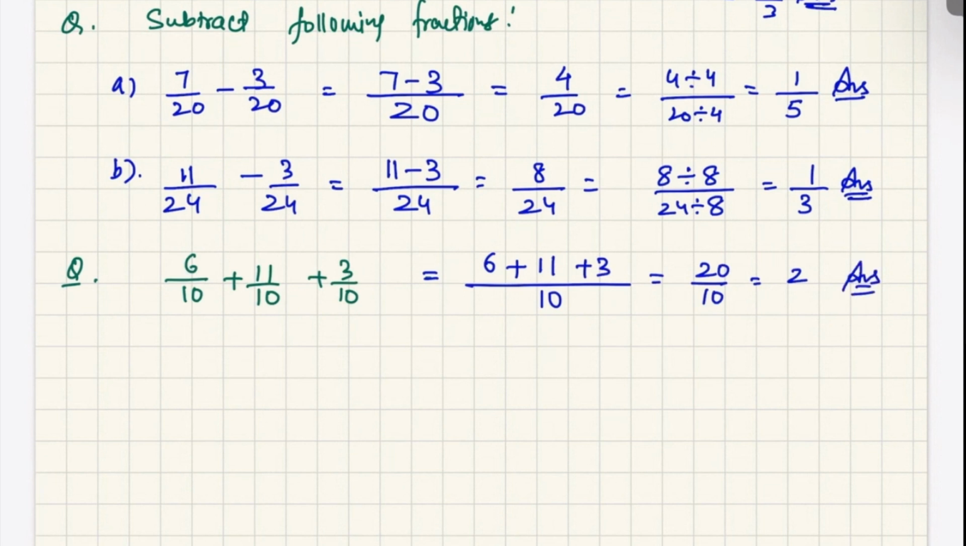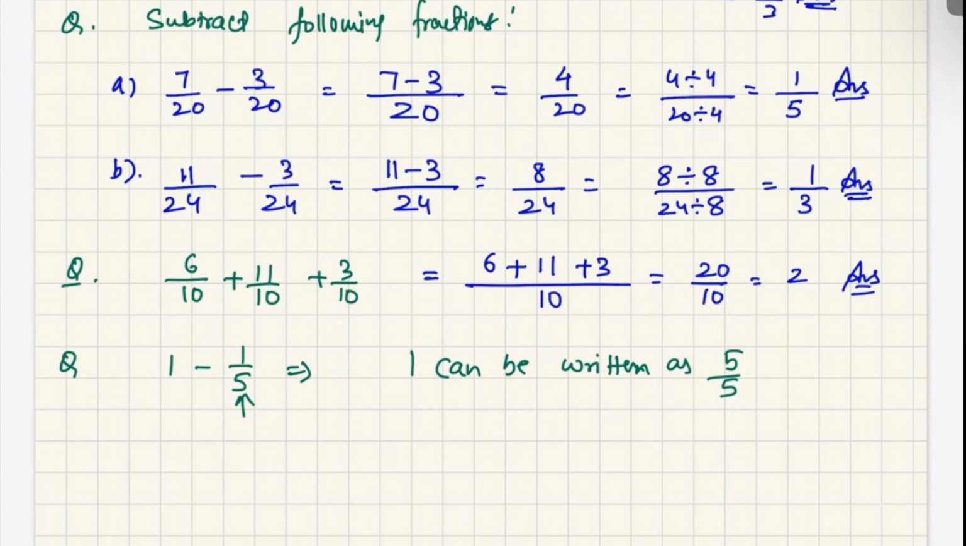I have another question. Try this one. 1 minus 1 by 5. How will you solve this question? Subtraction. First of all, you have to bring it in the format. What is the denominator here? 5. So we need something in 5 in the denominator. So 1 can be written as 5 by 5. Yes or no? 5 divided by 5 is 1.